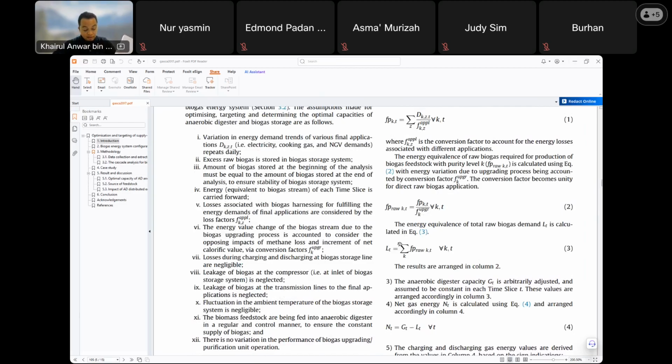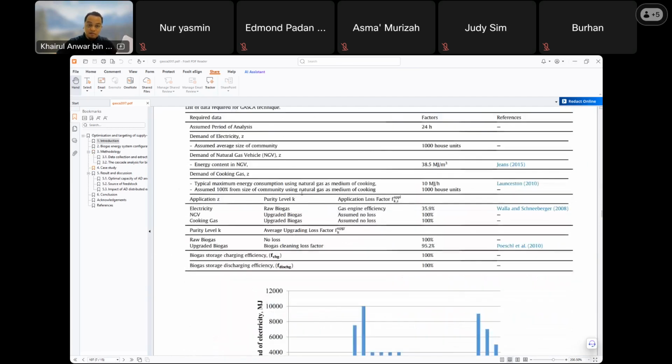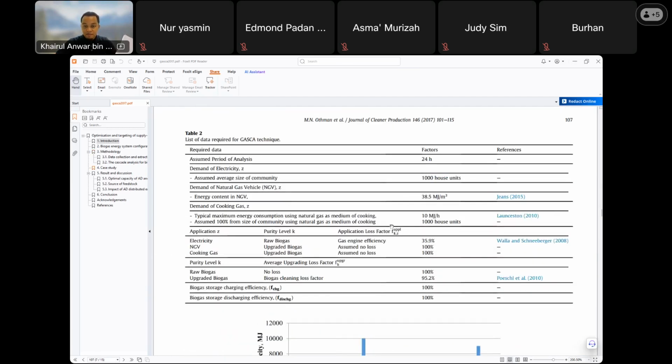There is a list of data required. So one of it is the loss factor. For the electricity, purity level K is biogas. So this engine efficiency is around 35.9% based on this study. NGV, assume no loss, 100%. Cooking gas, assume no loss, 100%.